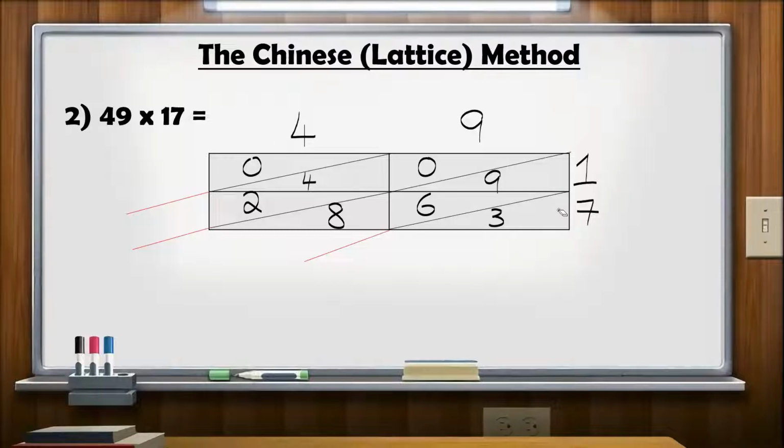Now that I've multiplied my numbers together, I can do my column addition. Okay, and where I'm going to start is going to be from the bottom right hand side.